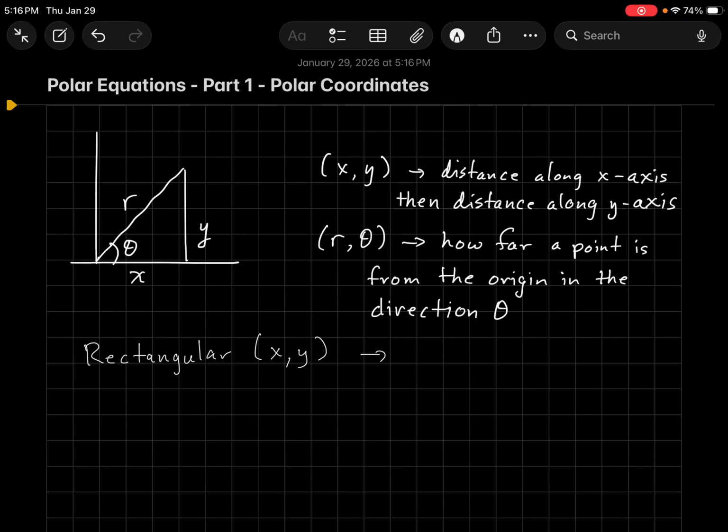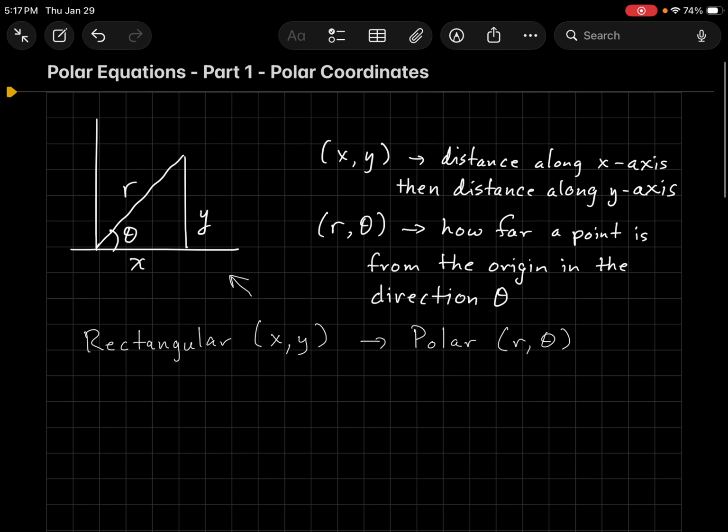In polar coordinates, we can describe that position in a different way, using r and theta, where r is the distance, in quotes, from the origin, and theta is the direction that we go. Notice that polar coordinates is really right triangle trig.